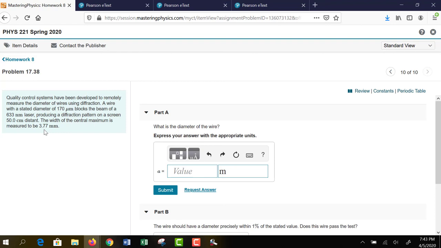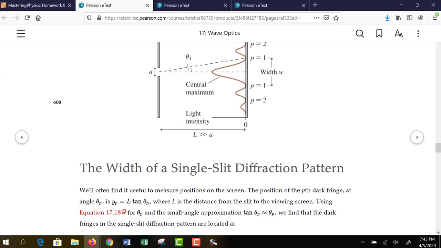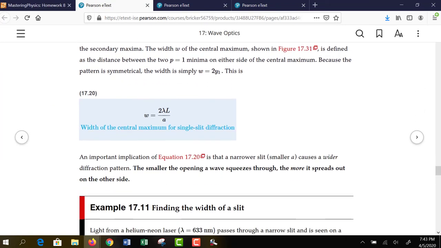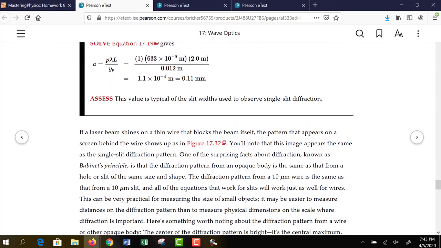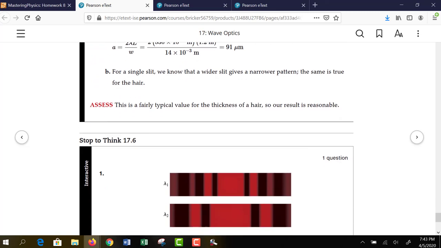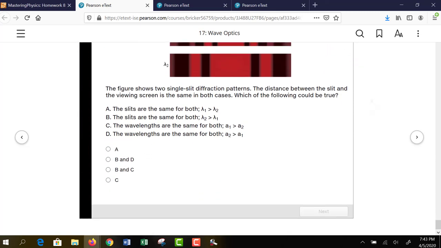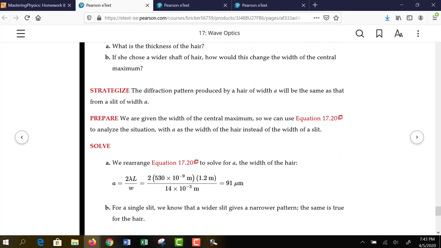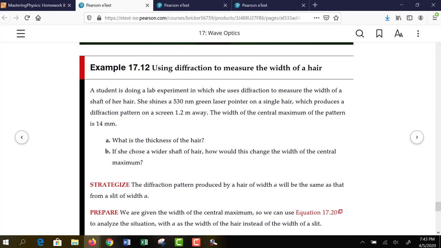Okay, so a wire is stated to have this diameter. Using this diffraction pattern, we're going to try to calculate it and see what it is. So there's a nice example in this section of the book. Let me see if I'm here actually. So if you ever want to measure the size of small things, you could use a diffraction pattern to do that on certain items. Yeah, this one. Using diffraction to measure the width of a hair.